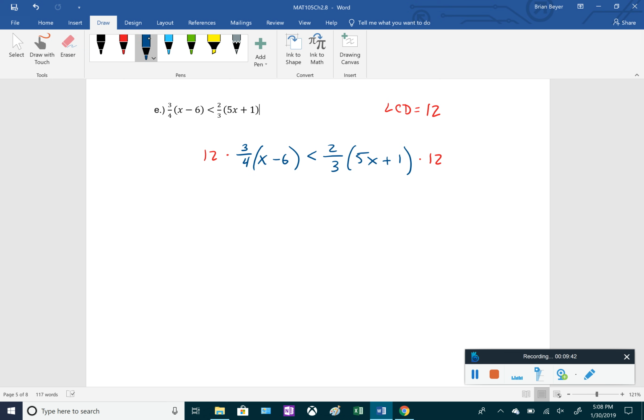So this is going to be 12 times 3/4. So you can do 12 times 3, which is 36, divided by 4, which is 9. Or you can do 12 divided by 4, which is 3, times the 3, which is 9. So hopefully that wasn't too fast. Either way, 12 times 3/4 is 9. For the right-hand side, I'm going to do 2/3 times 12. So 2 times 12 is 24, divided by 3 is 8.